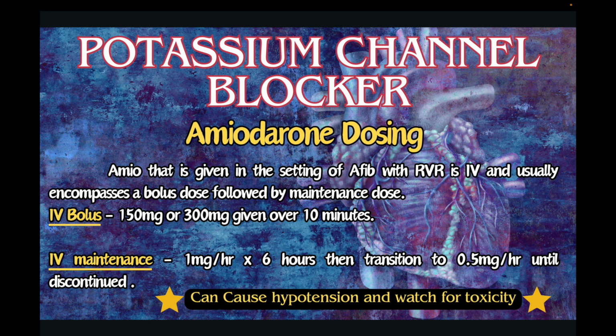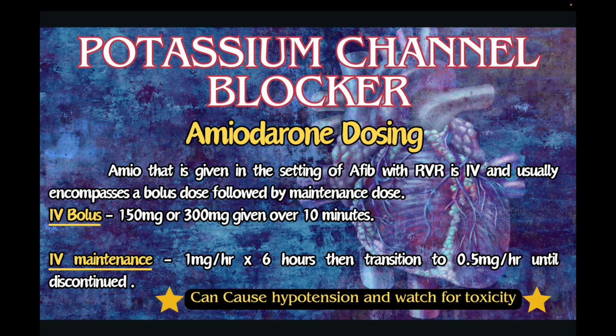If you've never given amiodarone before, I think it's important to know that you can give it as a bolus or as a maintenance dose. And most people will give it as a bolus dose first, followed by a maintenance dose thereafter. So if you're doing bolus, 2 doses, 150 milligrams or 300 milligrams, usually given over about 10 minutes.